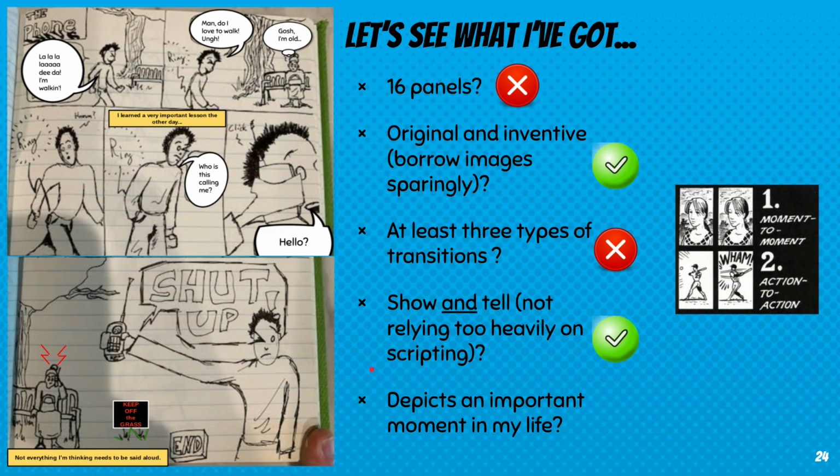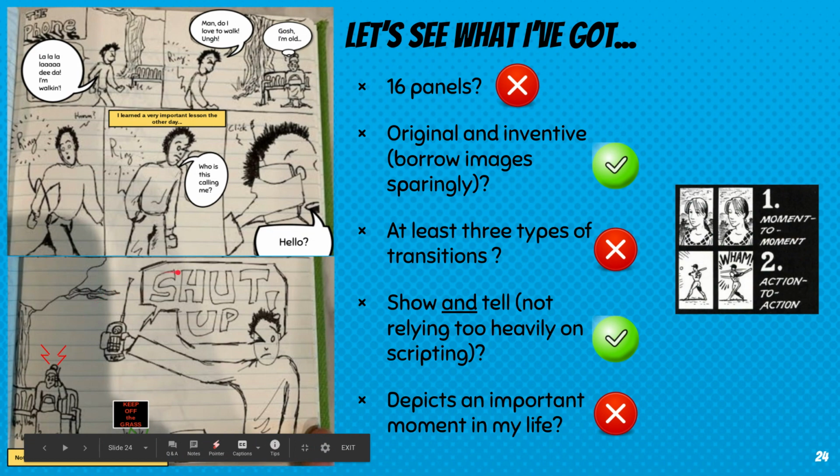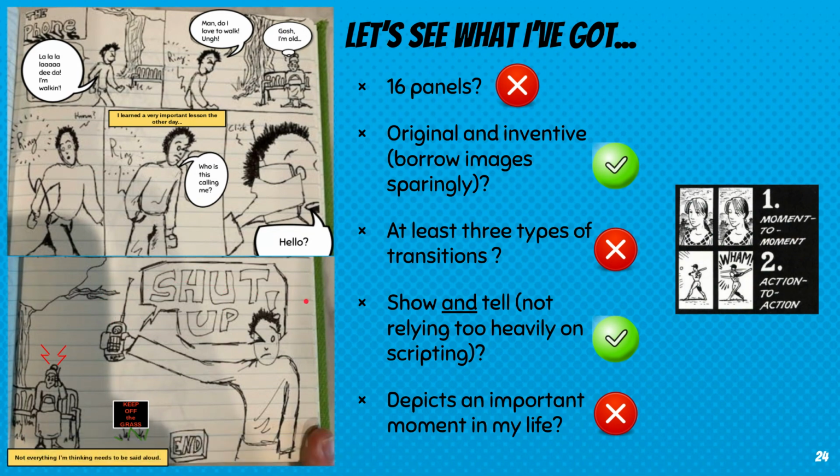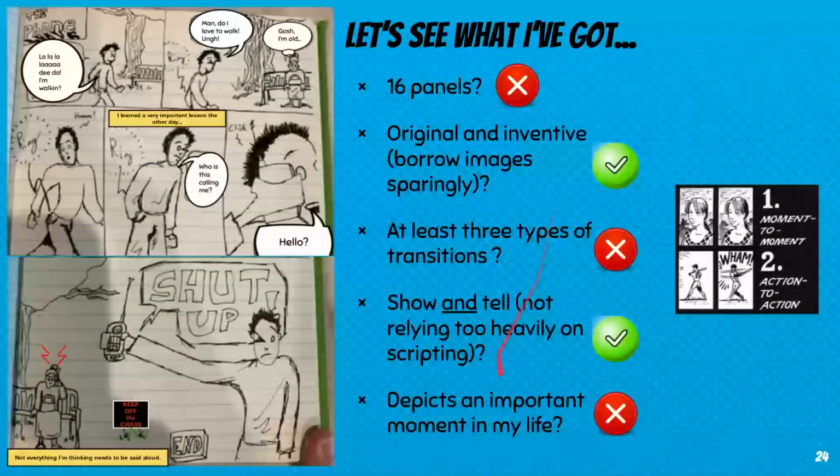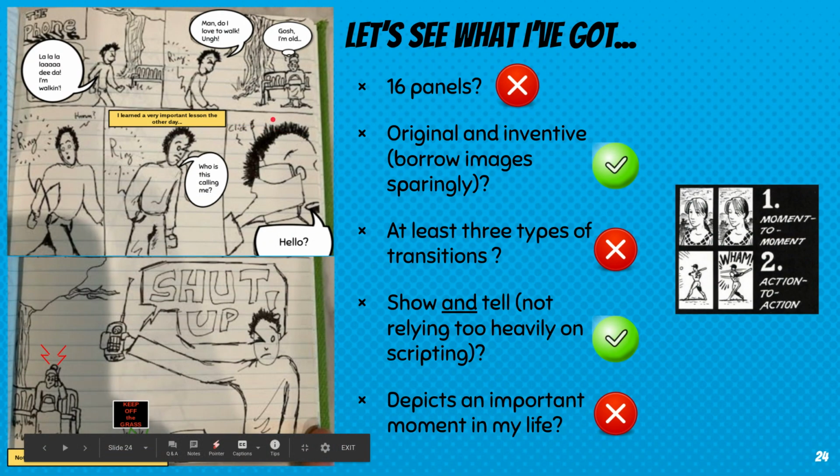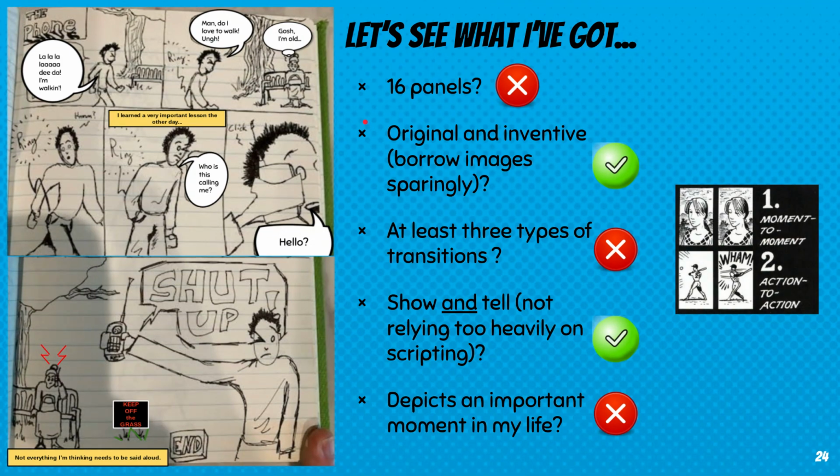And then the last and the most important bullet point. Do I depict an important moment in my life? No, right? This old woman kind of yelling at somebody on the phone because they're talking to themselves while they're walking down the street is not an important moment, but I just use this as a quick joke to show you. If I was graded on this comic, if I turned this in, I would get a very poor grade, right? I only got 2 of these 5 things kind of covered. So don't do this, right? Do better than mine.